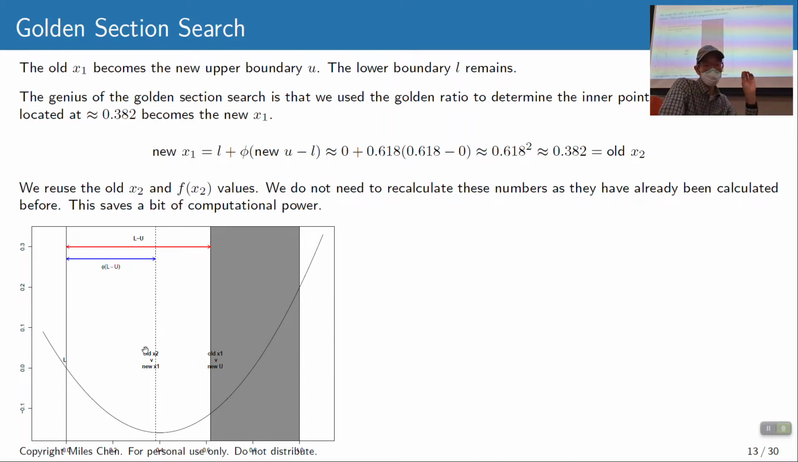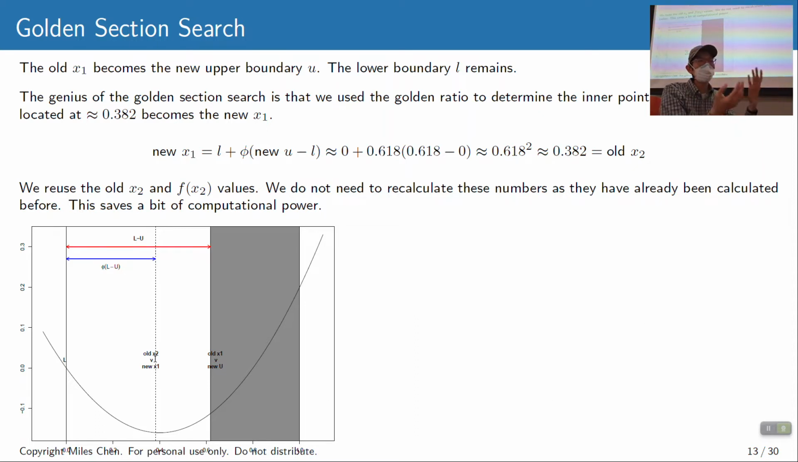The reason why we want to do this is so we don't have to repeat calculations, right? One thing is I could have just said, hey, let's just pick 2 points in the middle and do this left and right-hand comparison. But then every single time I do another iteration, I have to recalculate 2 points in the middle. Now, for a function like this, it's not that big of a deal.